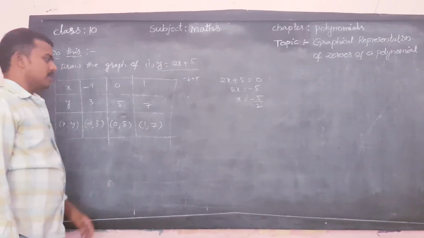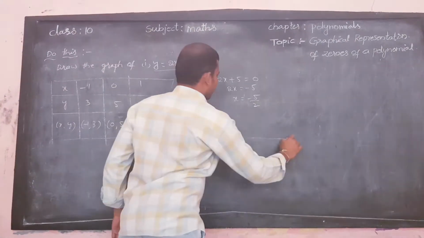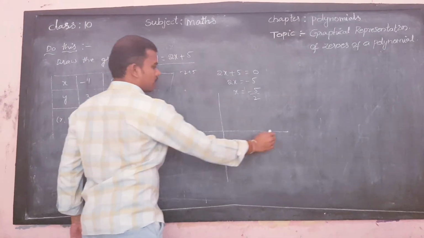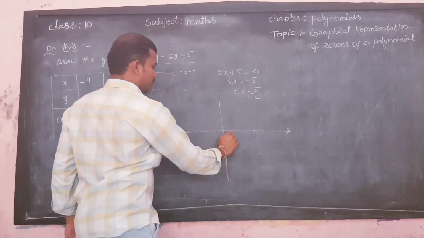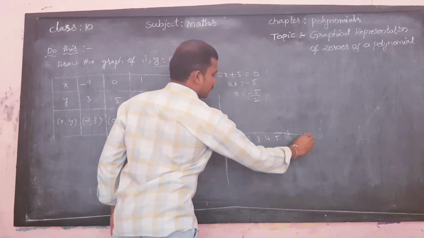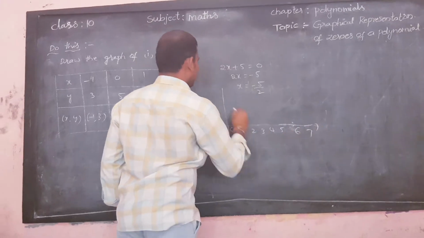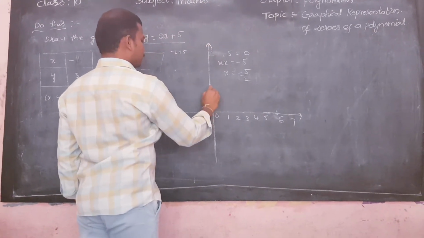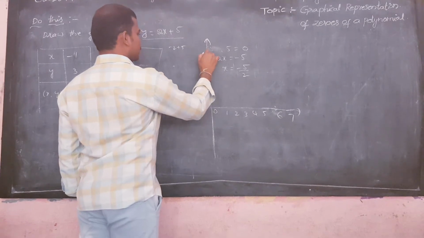Take these points to draw the graph of the linear polynomial. So 0, 1, 2, 3, 4, 5, 6, 7.